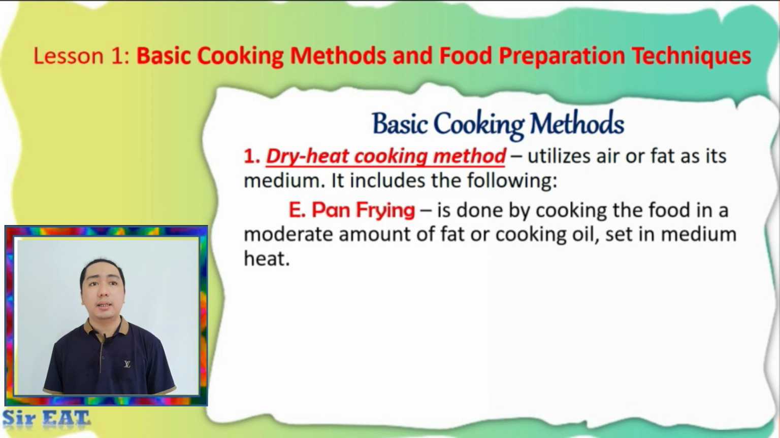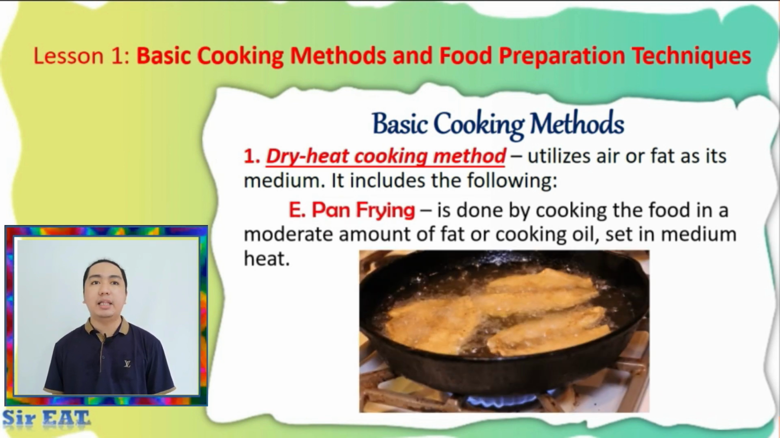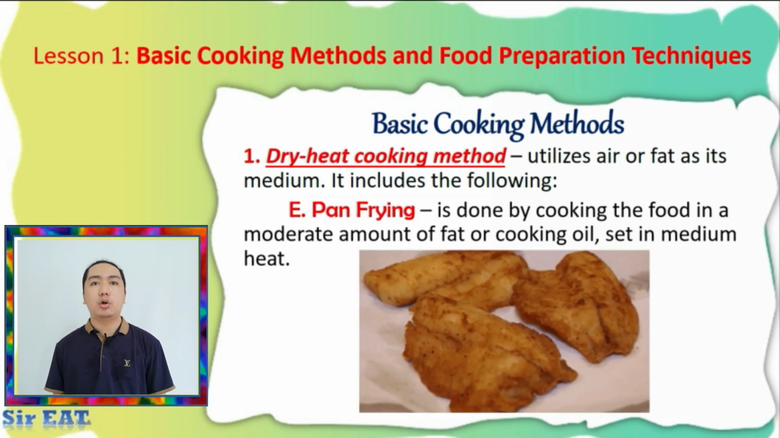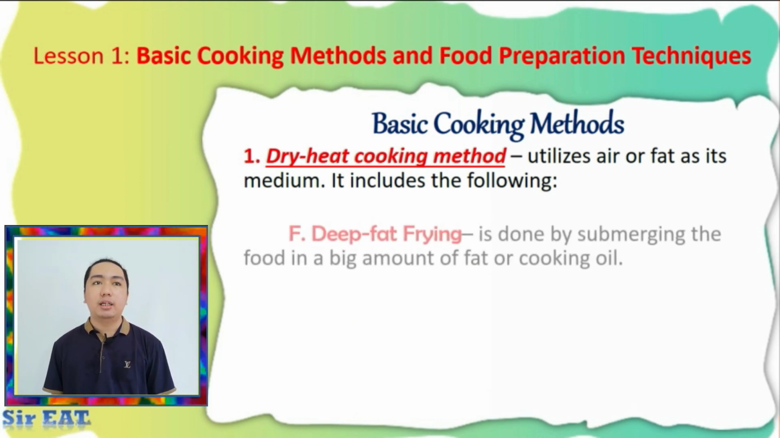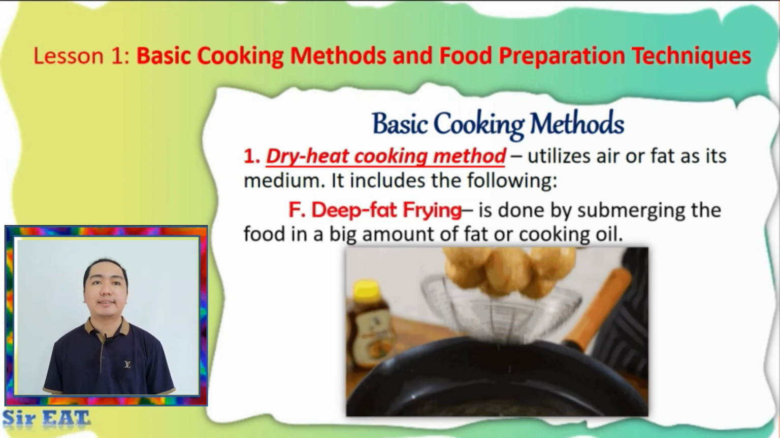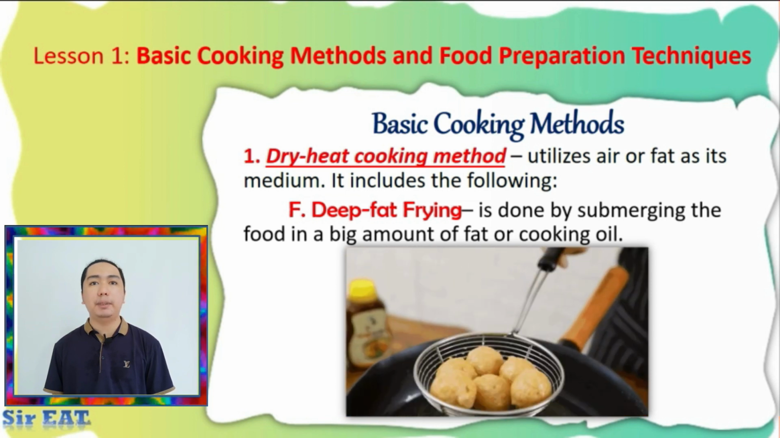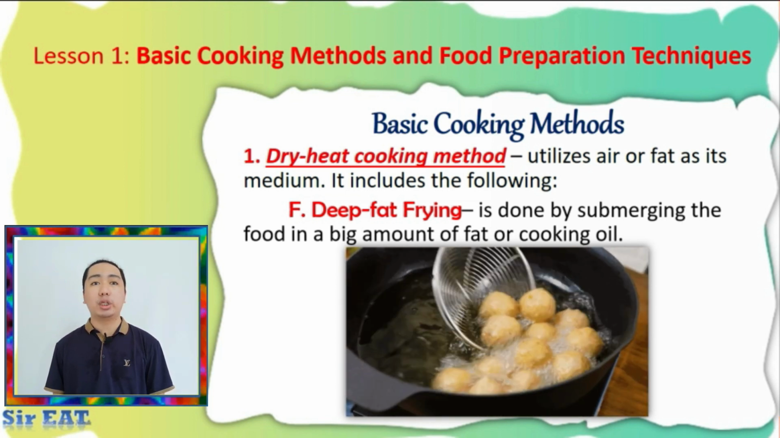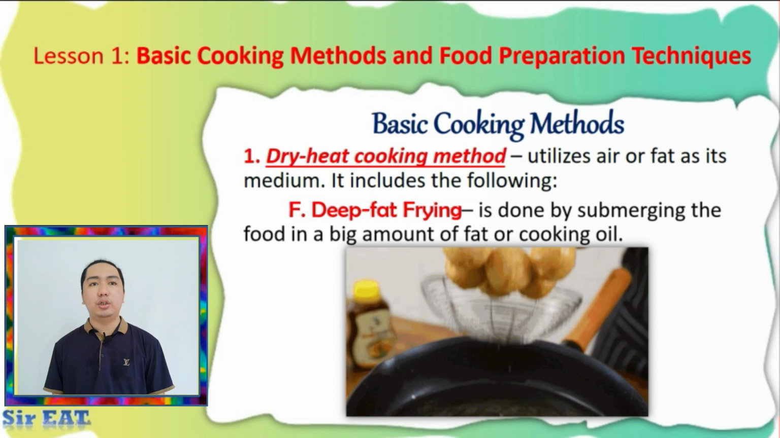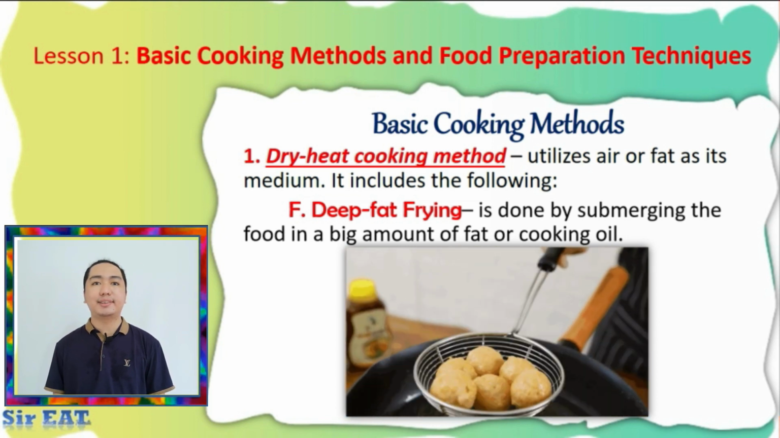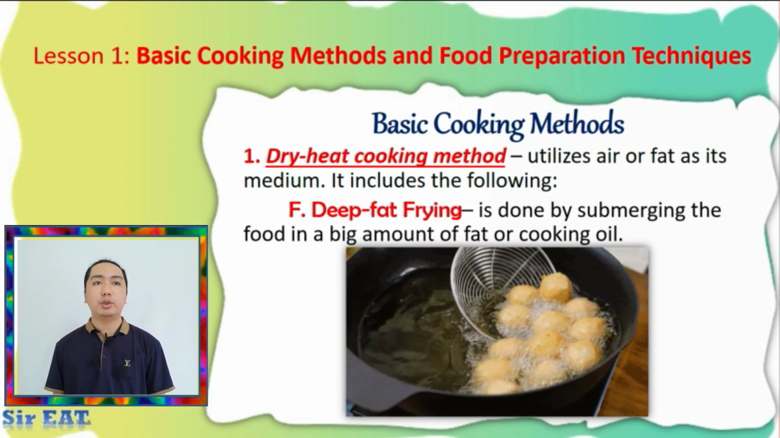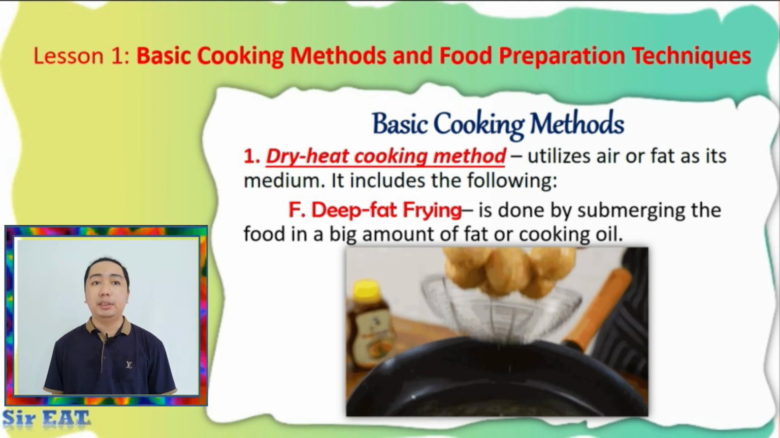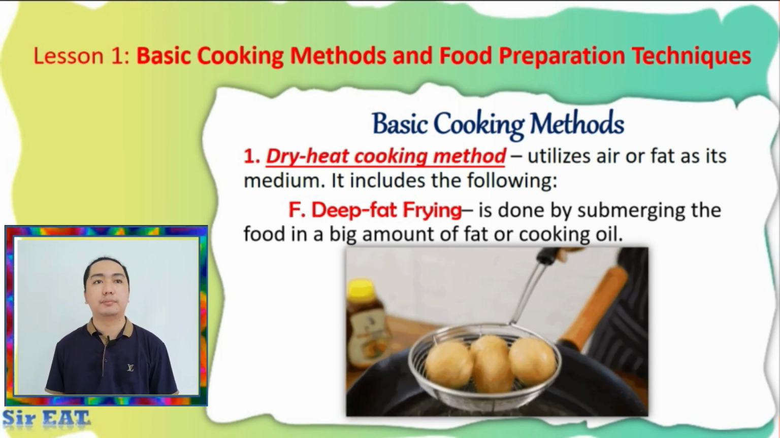Next, letter E, pan frying, is done by cooking the food in a moderate amount of fat or cooking oil set in medium heat. Next, letter F, deep fat frying, is done by submerging the food in a big amount of fat or cooking oil. Meatballs and onion rings are cooked using this method to assure even cooking and crispy texture.